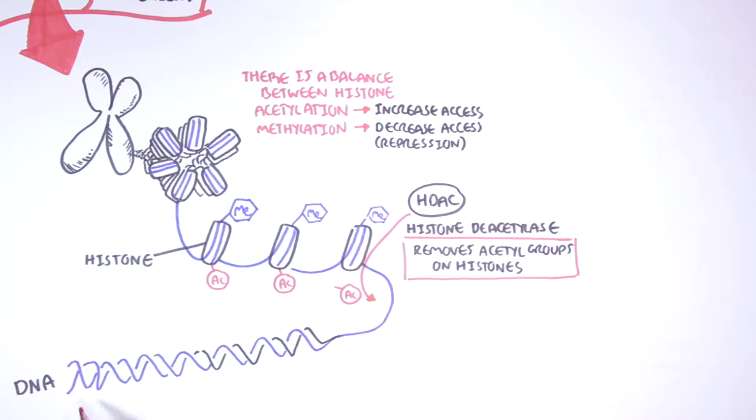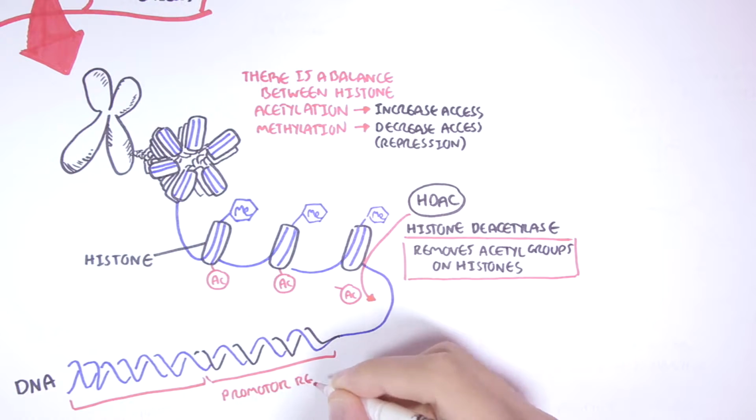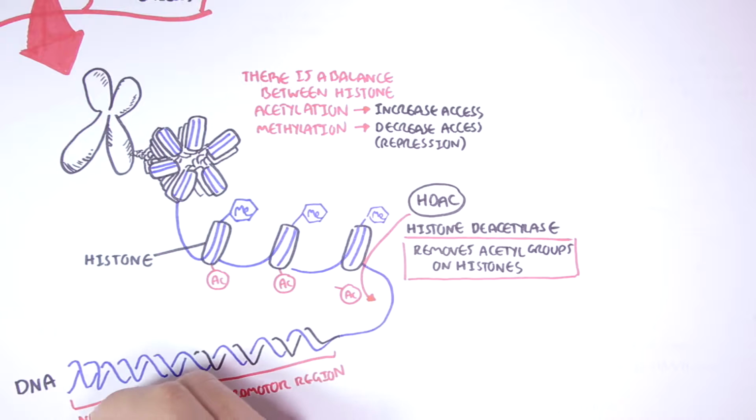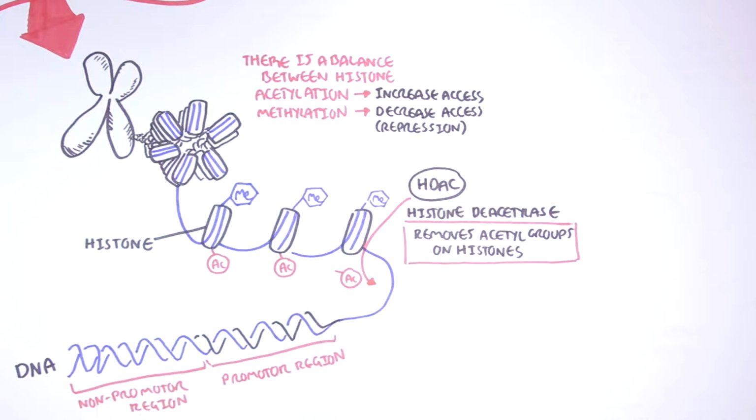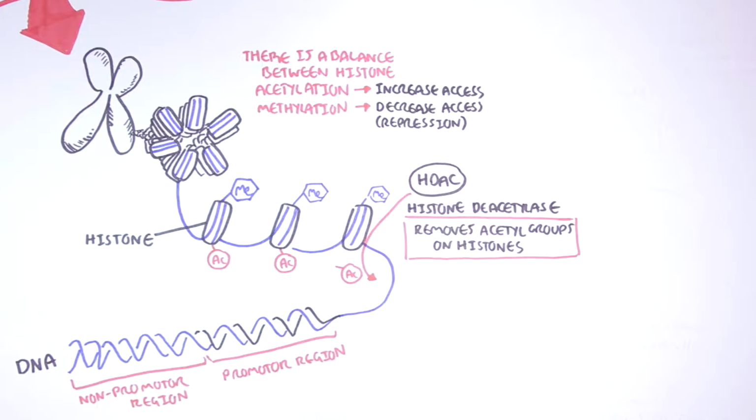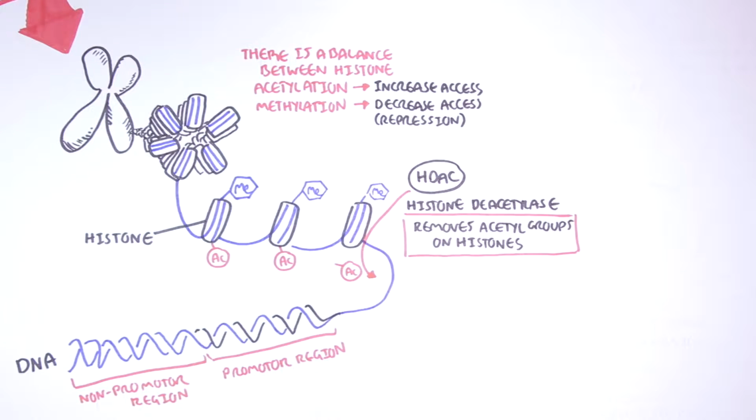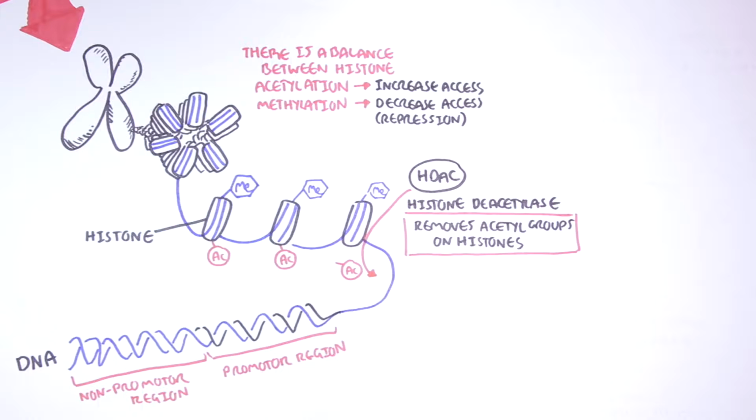Now, along the DNA, there are regions called promoter regions and non-promoter regions. Promoter regions are regions in the DNA that initiate transcription of particular genes, meaning the synthesis of RNA. Therefore, non-promoter regions are regions that contain no functional genes.